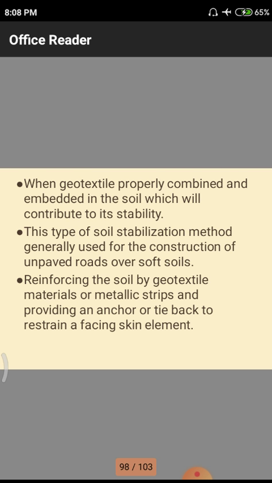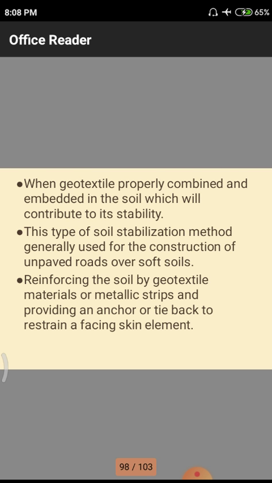polymeric stabilization. This type of soil stabilization method is generally used for the construction of unpaved roads over soft soils. Normally, paved road means there may be a top layer. Paved roads normally have two major types. Those are flexible pavements and rigid pavements. Those two are paved contents. That means pavement is a layer which is constructed on the soil, which is useful to carry the vehicles, and which is not responsible for degradation.